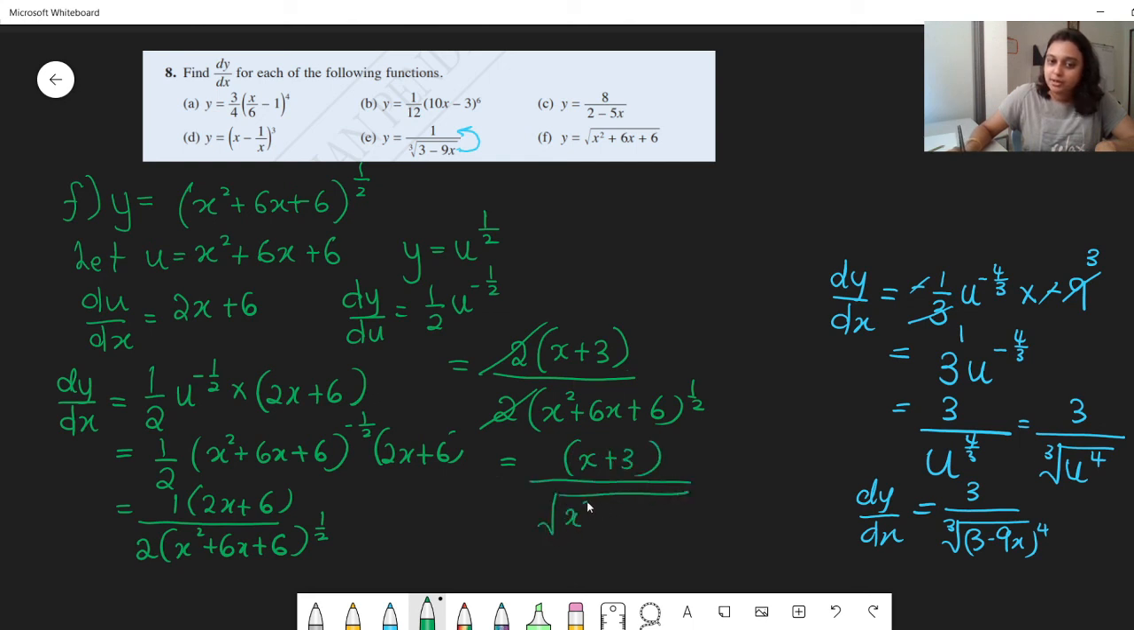Use the square root. We don't usually leave the final answer in terms of power of 1 over 2 or 1 over 3. If it is 1 over 3, you must write cube root like that. I hope the video helps you for your formative exercise.